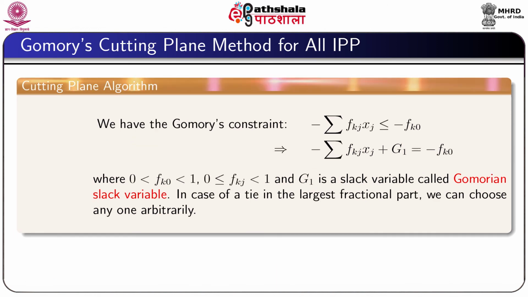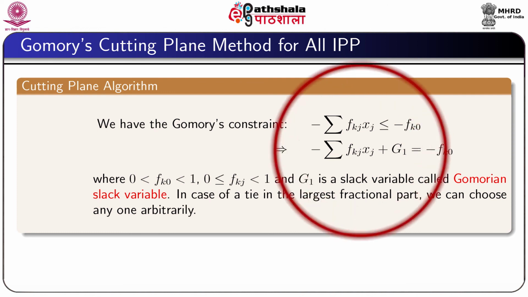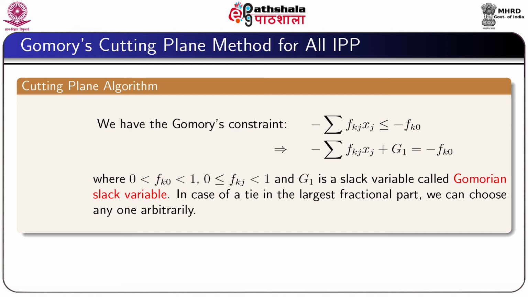The Gomori's constraint can be obtained as minus summation fkj xj is less than or equal to minus fk0, and by adding the Gomorian slack variable, we can make it an equation: minus summation fkj xj plus g1 is equal to minus fk0, where 0 is less than fk0 less than 1 is a fraction, and 0 is less than or equal to fkj less than 1. fkj can take the value 0 also, it is also a fraction, and g1 is the Gomorian slack variable.